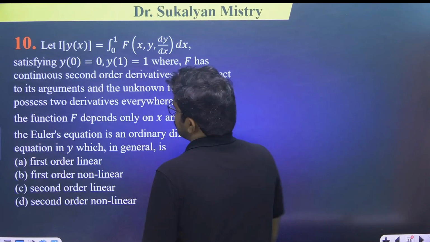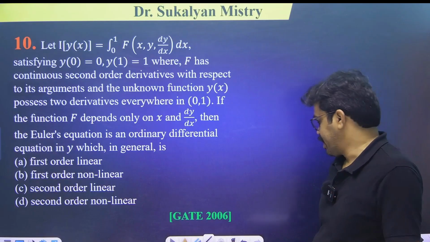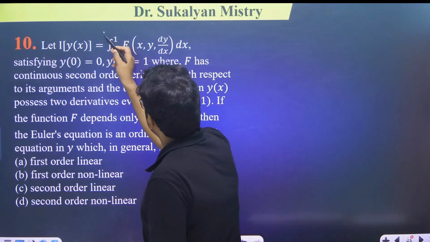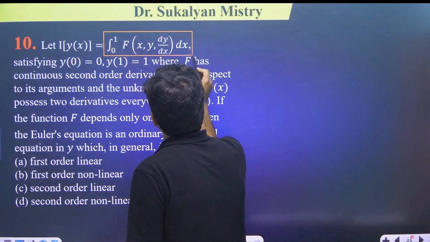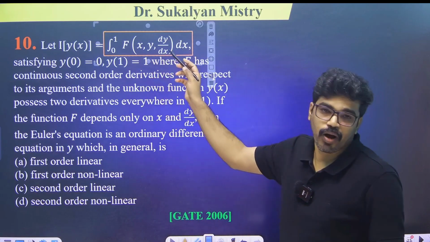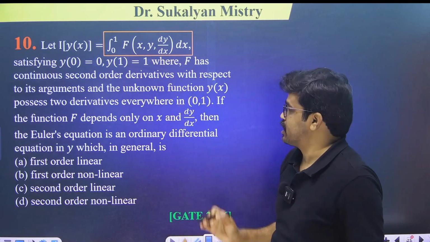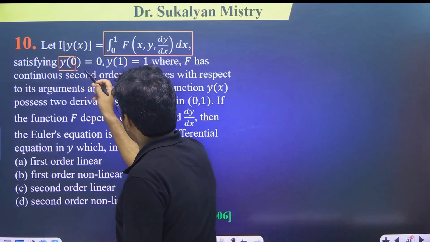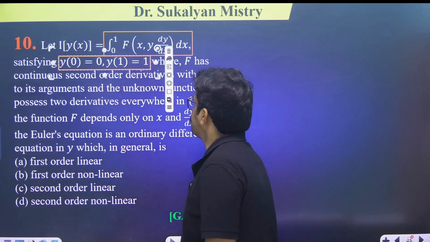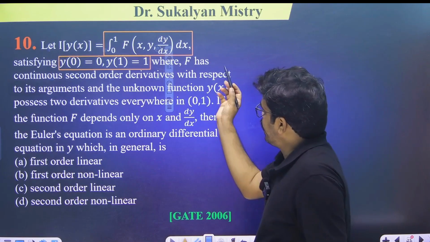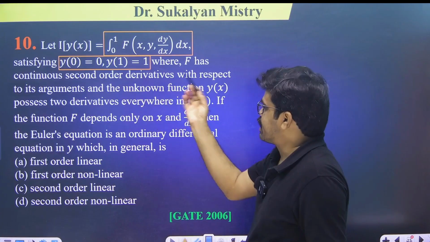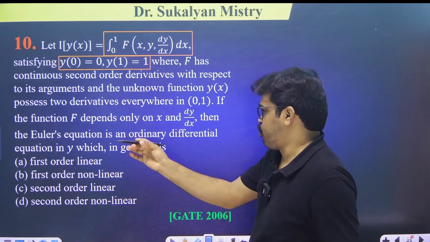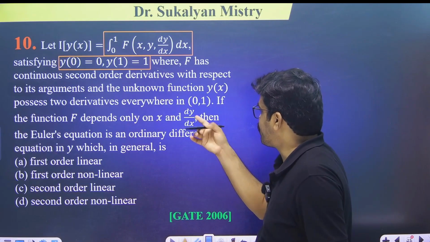Next example. Suppose here the functional is integration 0 to 1 of f. F is a function of x, y, dy/dx. Dy/dx means y dashed. So f is a function of x, y, y dashed, satisfying the boundary conditions y(0) is equal to 0 and y(1) is equal to 1. Where f has continuous second order derivatives with respect to its arguments and the unknown function y possesses two derivatives everywhere in the open interval 0, 1.